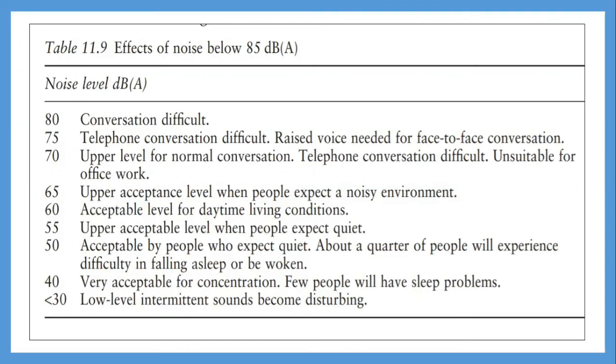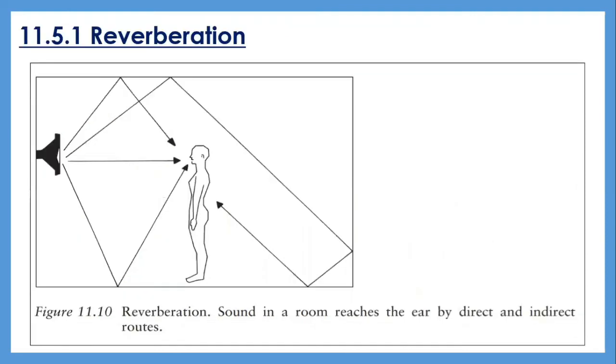The next key subtopic that we're going to be discussing right now is reverberation. Take note that the noise level in a room depends on the intensity of any noise sources and also on the reverberation characteristics of the room. Now, the sound emanating from a source reaches the listener both directly and after being reflected off the walls and other objects as shown in figure 11.10.